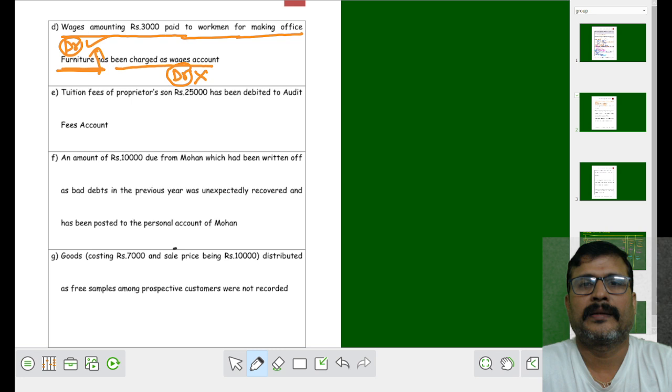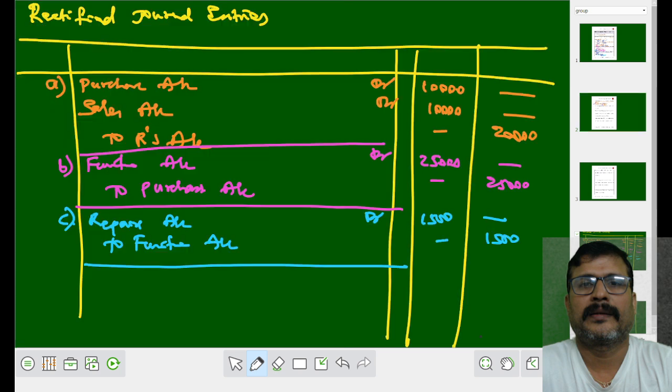बोलिए ना अब क्या करना? While rectification, keep the correct entry in the correct place. Shift the wrong in the opposite place. एंट्री क्या होता अब? फर्नीचर अकाउंट डेबिट टू वेजेस अकाउंट. I hope you got it.